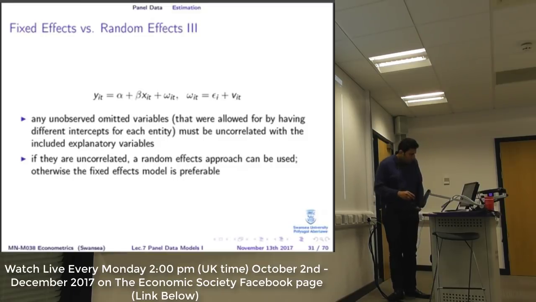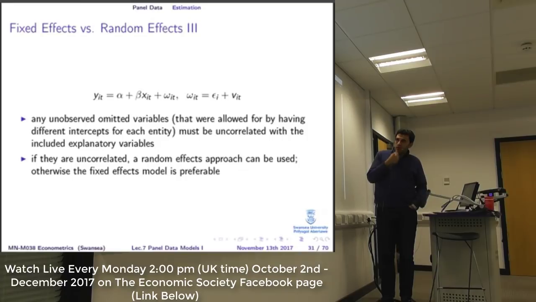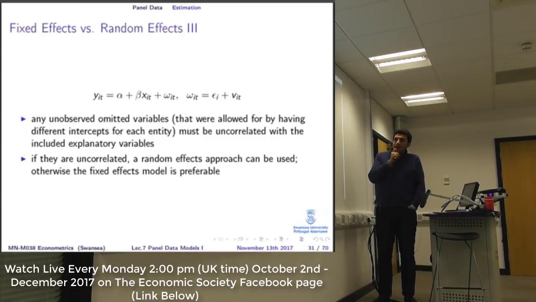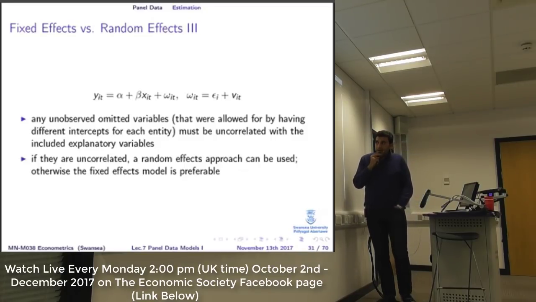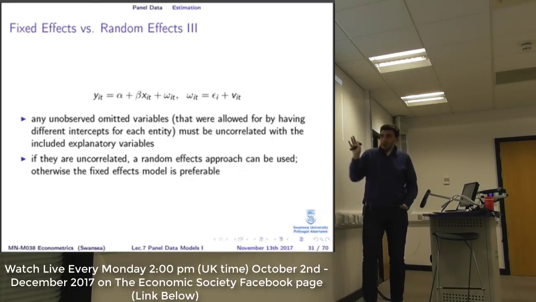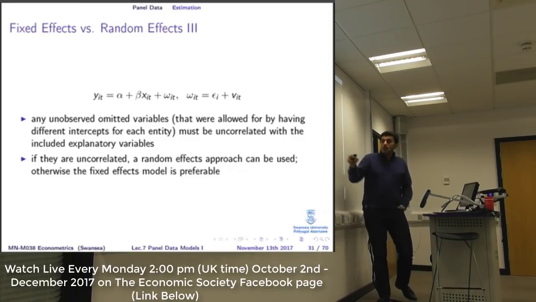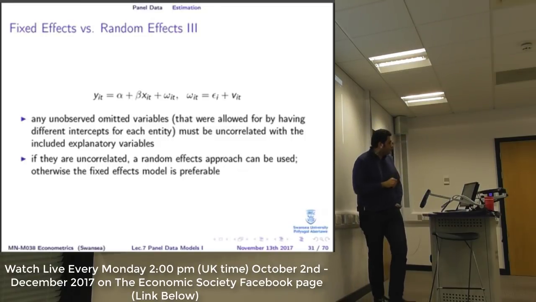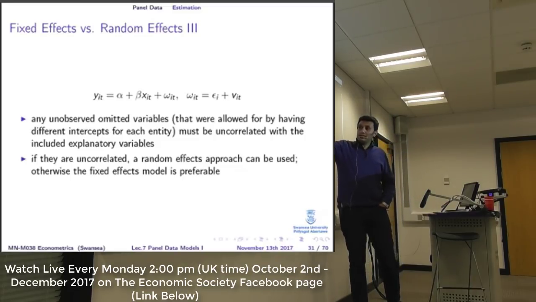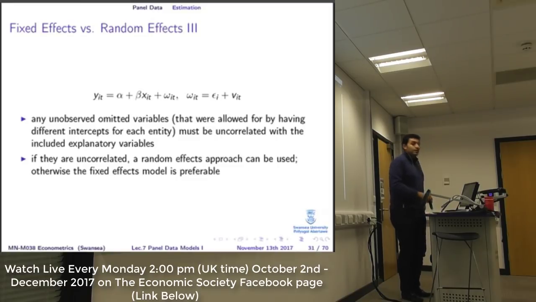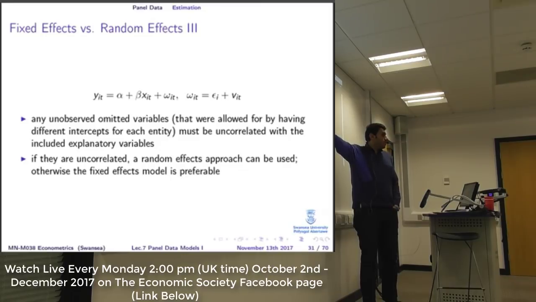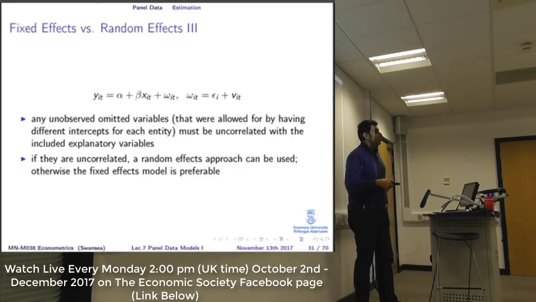So this is just an example to explain again why, in some cases, the random effect model wouldn't be the preferred one. If we have unobserved omitted variables, these were allowed for by having a different intercept for each entity. That was in the fixed effect model. These must be uncorrelated with the included variables. This part, mu, is not correlated with the explanatory variable, but with the random effect model, this could be correlated with the explanatory variables. So the bottom line here is whether any of these two components is correlated with the x. If so, then you should use the fixed effect. If not, then random effect is more preferred.